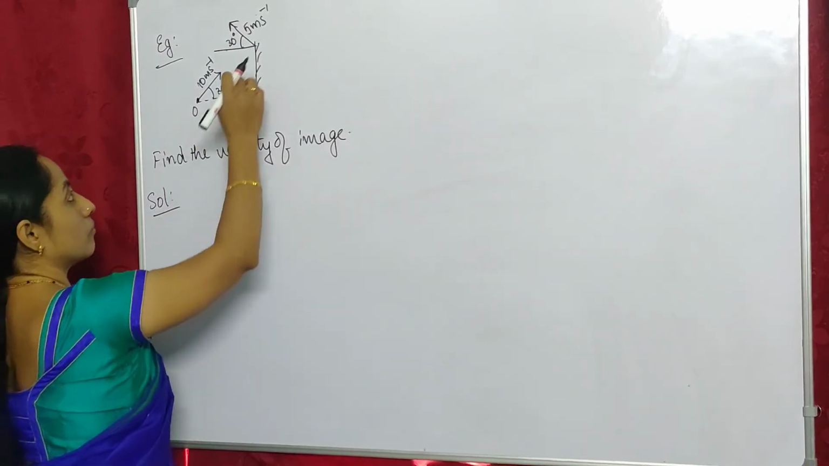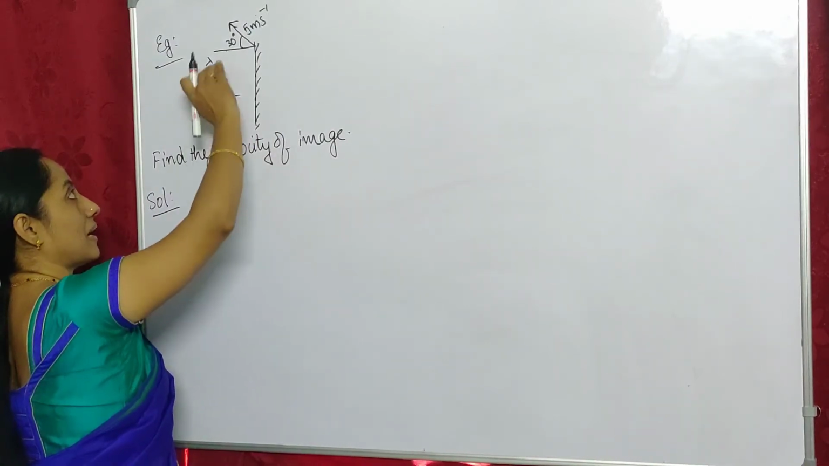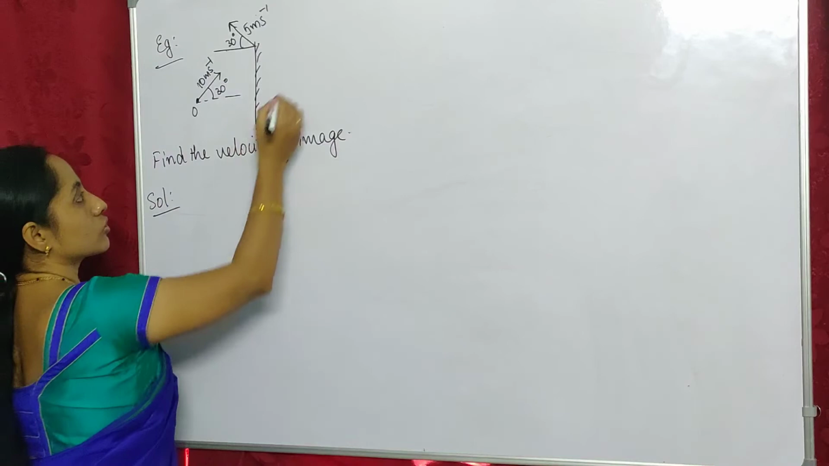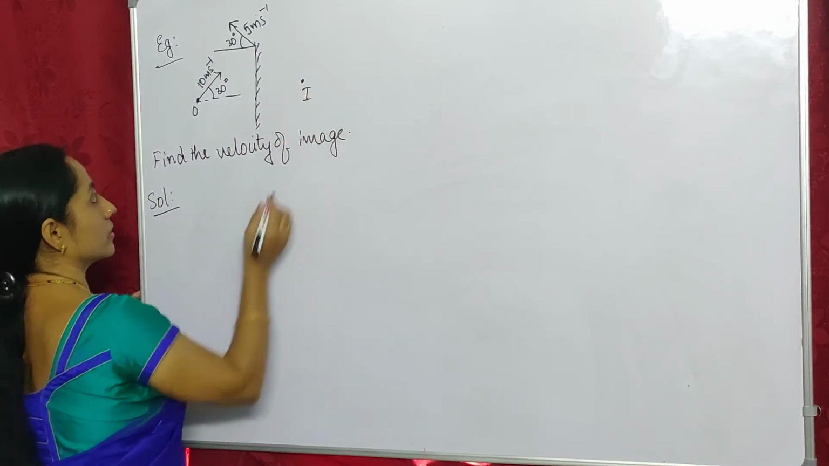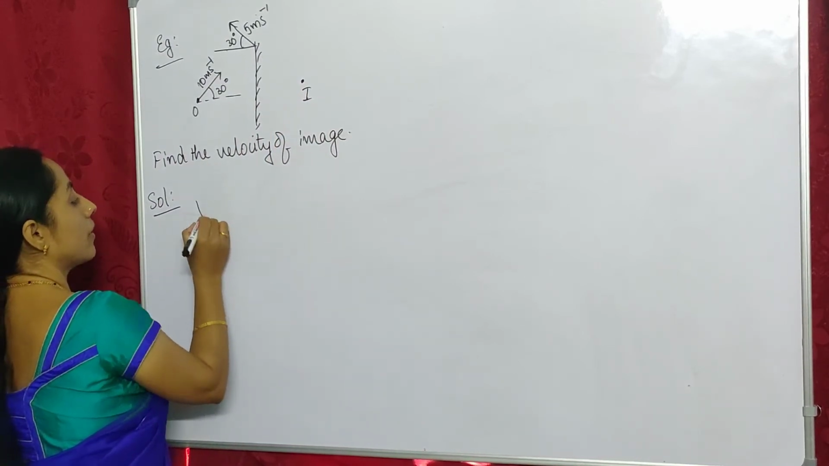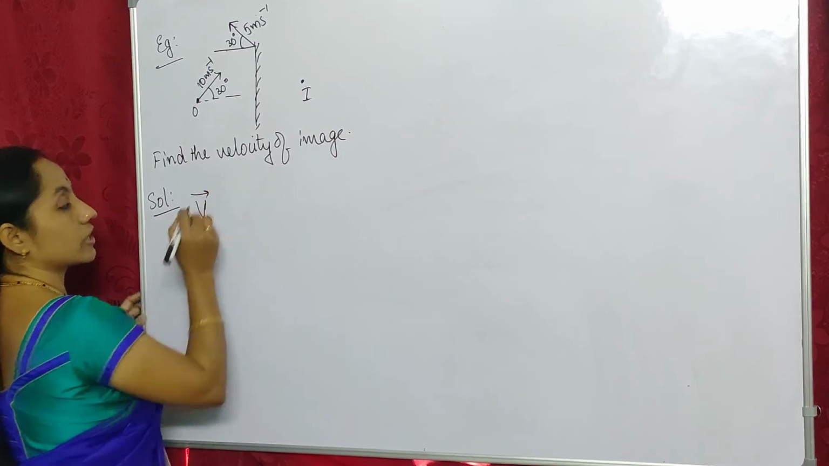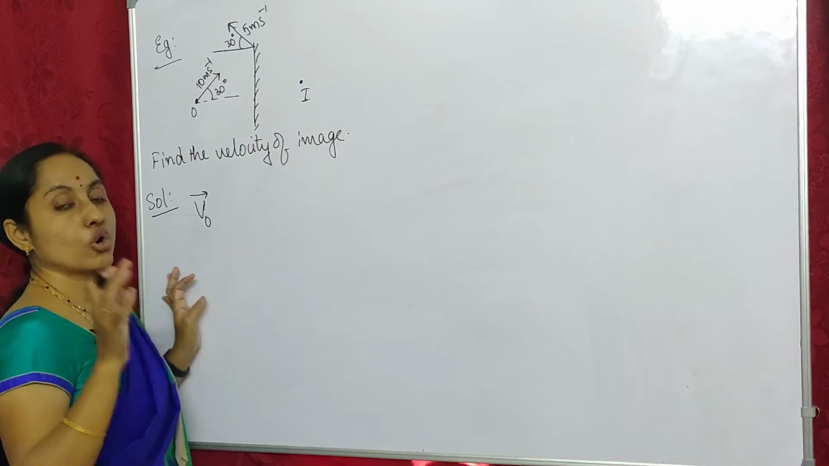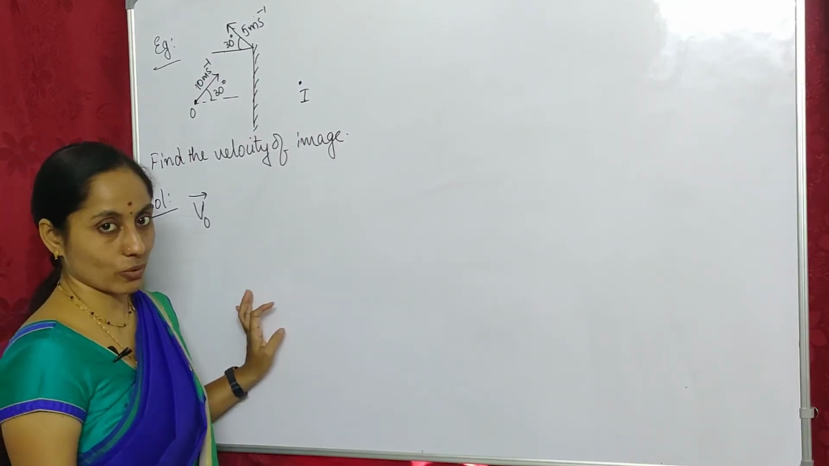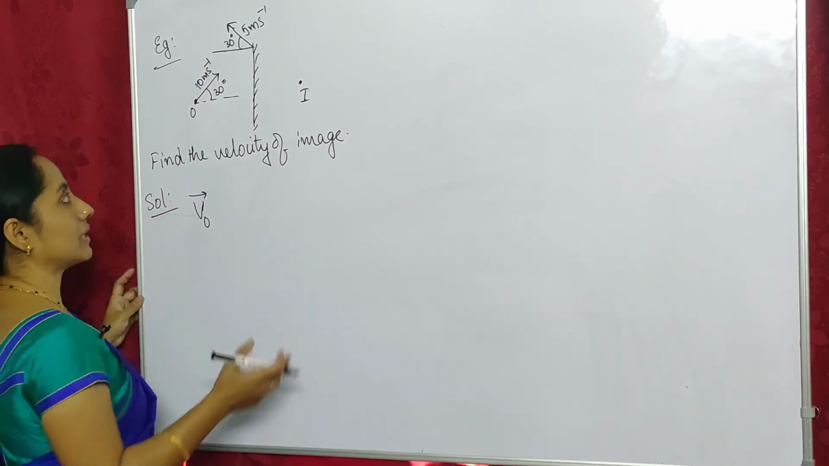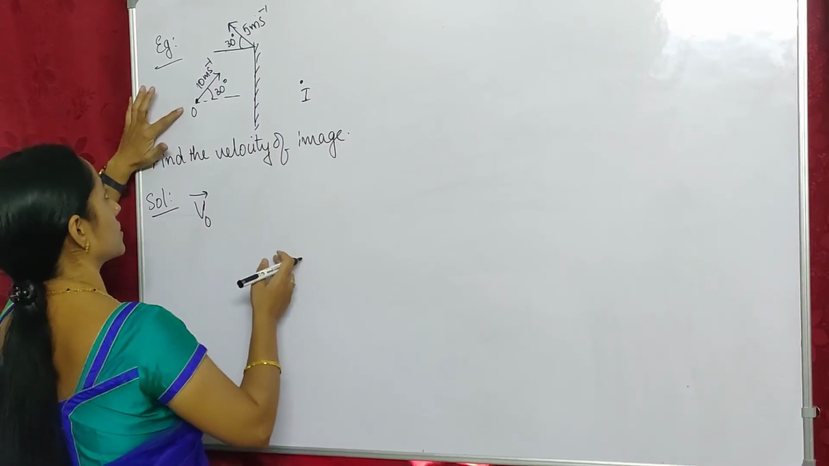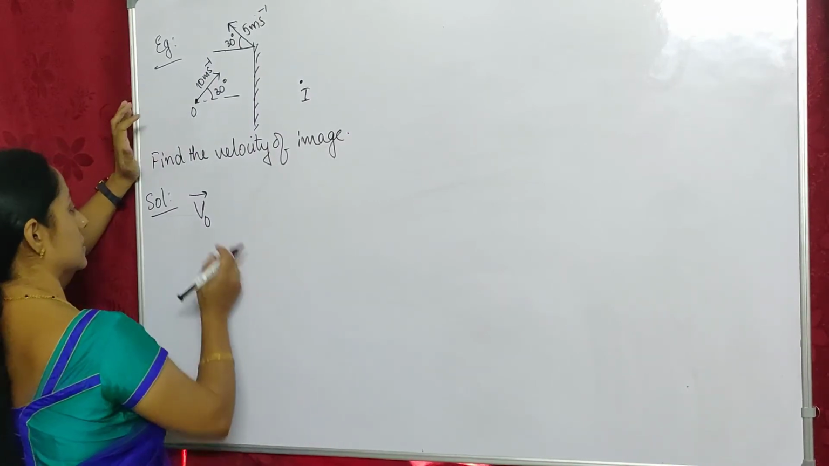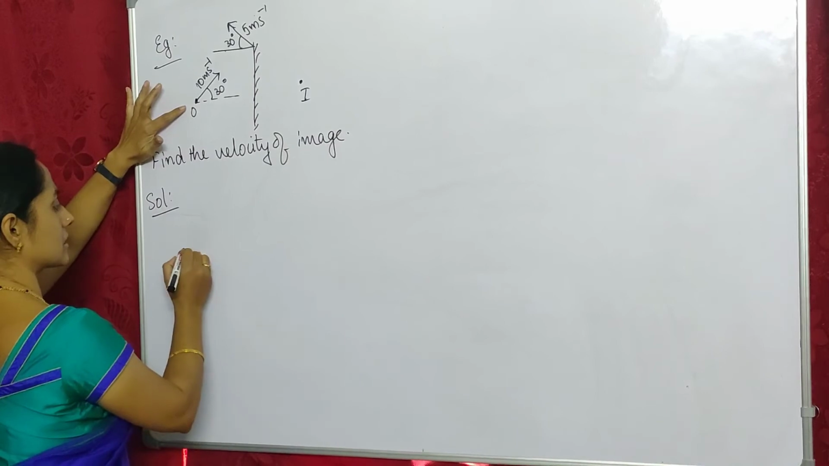So here both mirror and object are making an angle and moving. So let us say there is somewhere image here. So first of all, let us write down the velocity of object and velocity of mirror, because our formula is Vi bar is equal to 2 Vm bar minus Vo bar. So if you just divide this into two components. First let me divide this into two components.